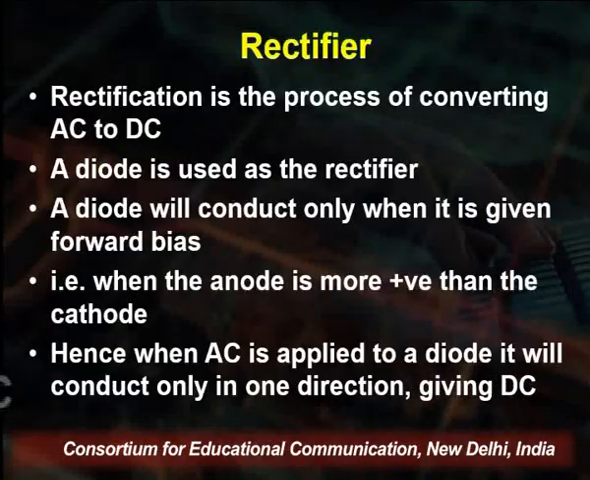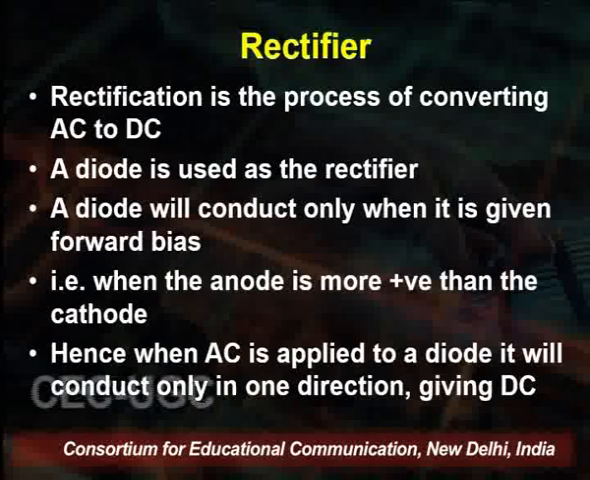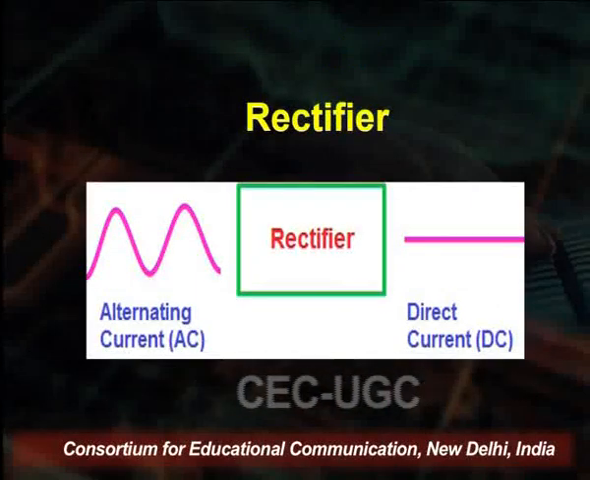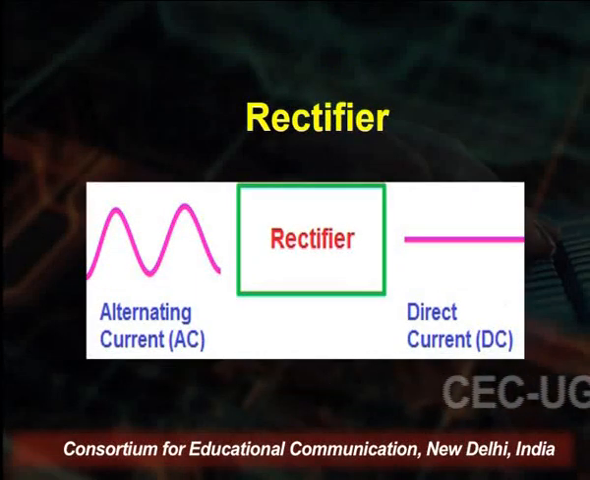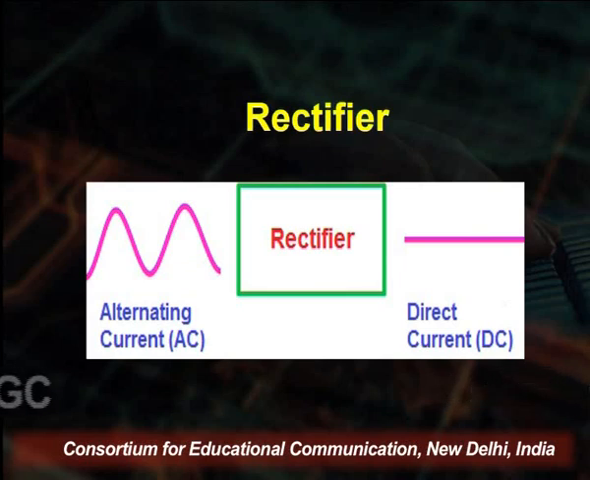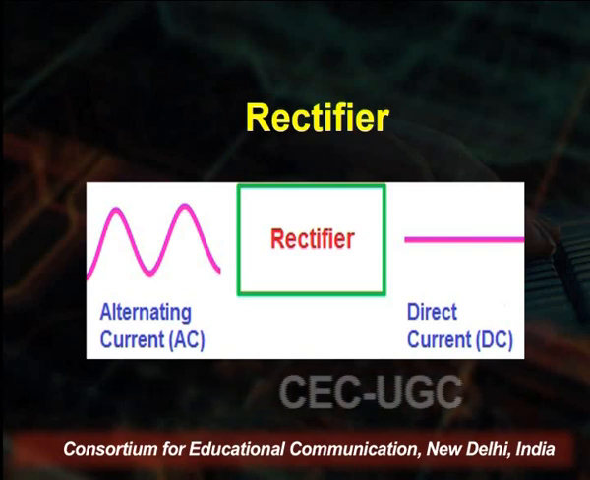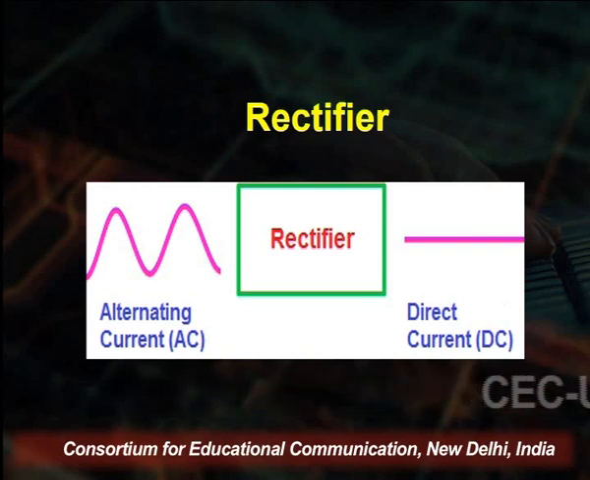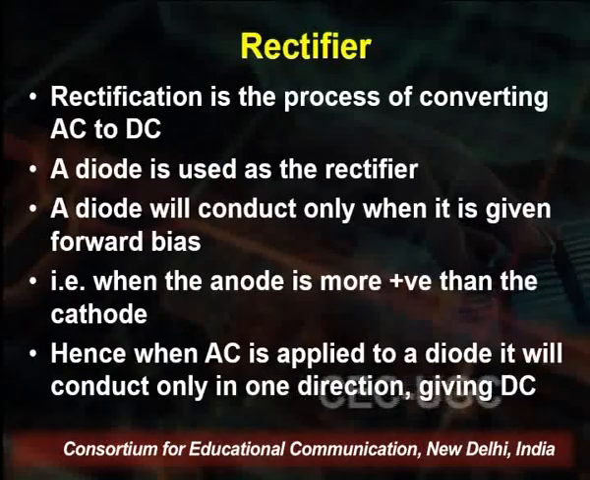So first we see what is the rectifier and what is rectification. A rectifier is a device which converts AC current into DC current. You are seeing on the screen that rectifiers convert alternating current into direct current. An AC to DC converter is the rectifier. So when we convert AC to DC, we use the rectifier. Basically, rectification is the process of converting AC to DC.